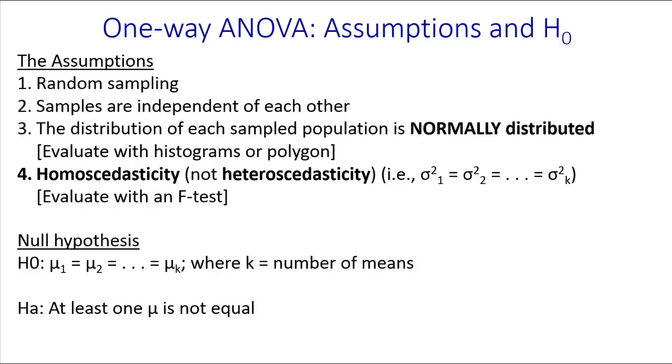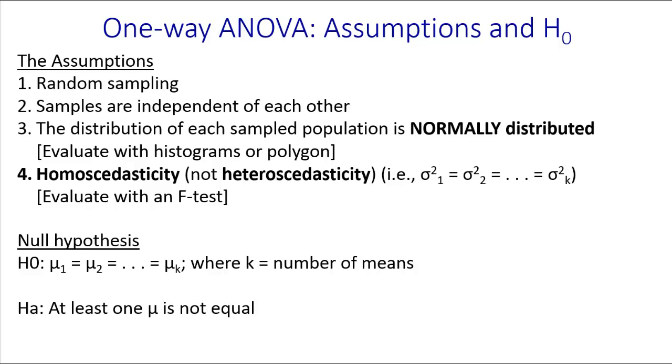So to do an ANOVA, you would need to evaluate the assumptions. In this case, the assumptions are random sampling, and that's determined by your experimental design. That the samples are independent of each other, and again, that's determined by your experimental design. The distribution of each sample population is normally distributed. And to evaluate that assumption, you would make a histogram or polygon to evaluate the population distributions. And finally, that you have homoscedasticity.